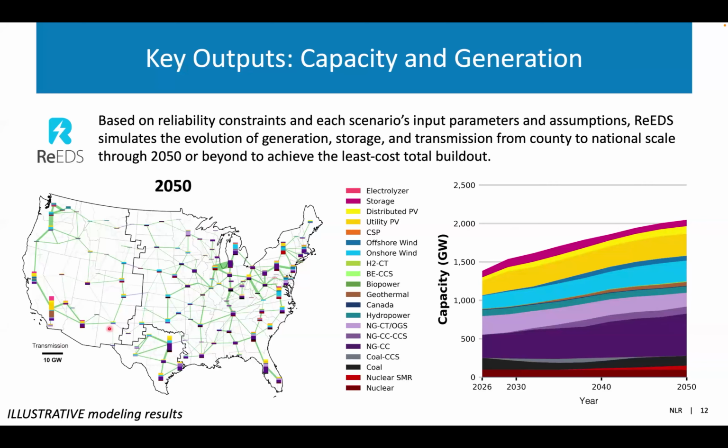Going back, if you look at the left map, you'll see a bunch of stacks of colored bars. Each stack represents the total capacity of each model region, and each colored bar represents the share of regional capacity for a particular technology. Summing all these stacked bars would give you the total capacity of the US system in 2050, which is a little over 2,000 gigawatts, as shown on the far right.